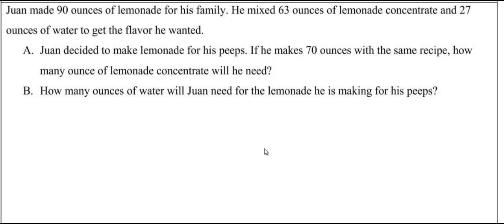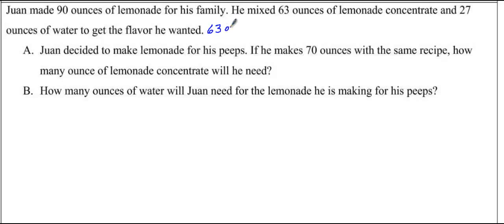Here's our final video in this set. Juan made 90 ounces of lemonade for his family. He mixed 63 ounces of lemonade concentrate, that's the stuff that comes in the can, and 27 ounces of water to get the flavor that he wanted. So we're going to start, and this looks really familiar, I'm sure. We're going to start with the parts.